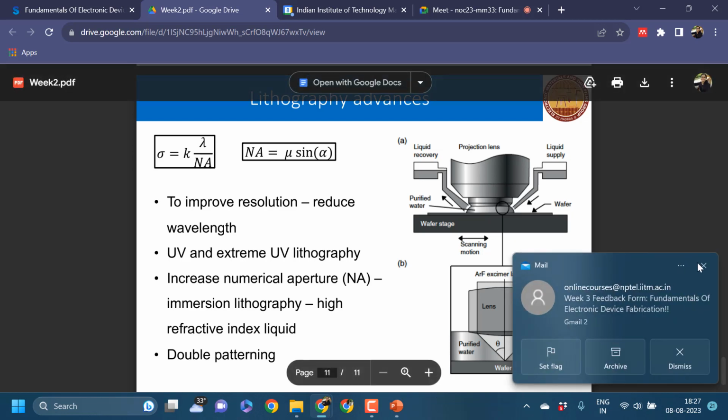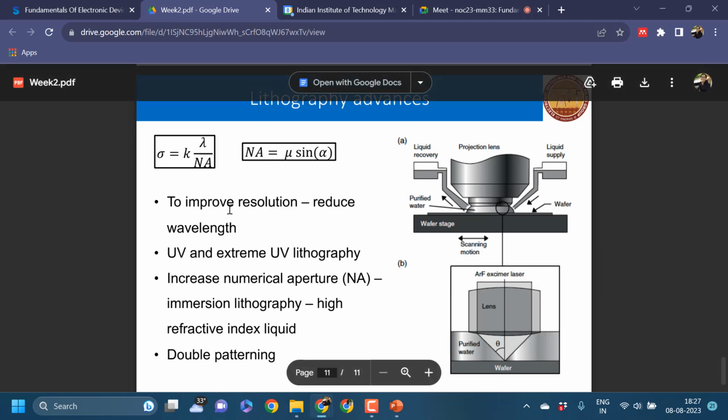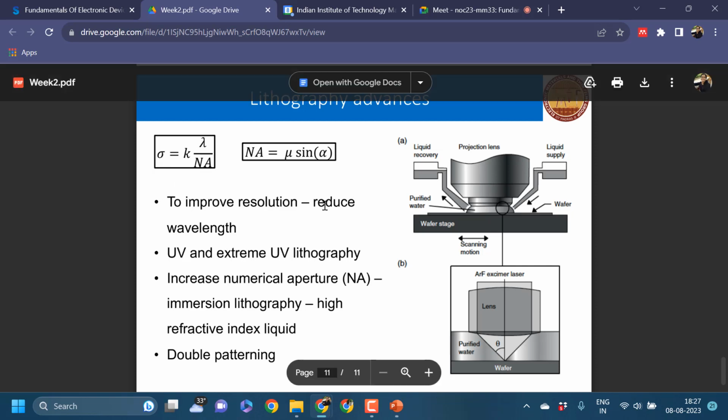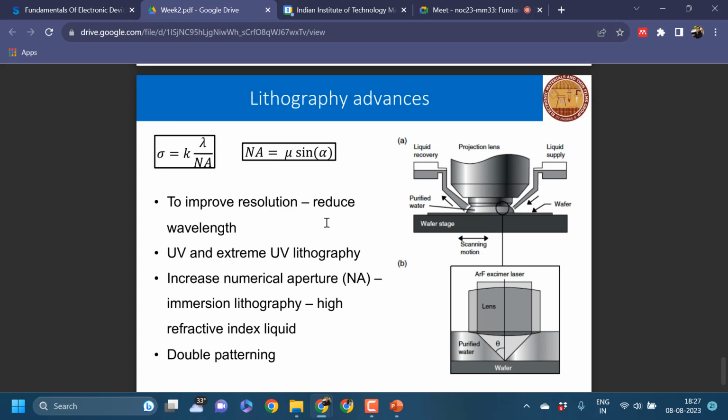In air, usually NA will be equal to 1. If we are doing immersion lithography using oil or water, this NA will have a higher value, and then the resolution can be increased. That means we can pattern smaller and smaller features onto the material.